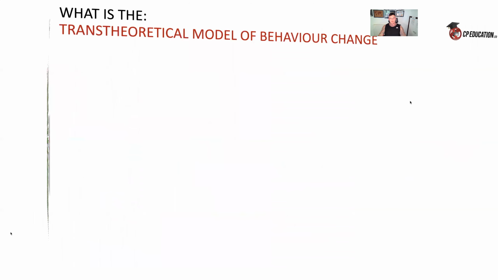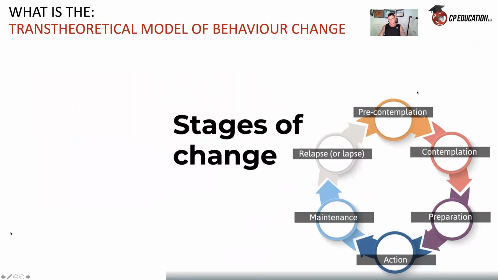So starting things off, what is the trans-theoretical model of behavior change? It is a psychological model which will basically process map someone from pre-contemplation to action. Pre-contemplation would be where a client has not even genuinely thought about coaching yet. They're aware that they need to make lifestyle changes, but they've not really got to that point yet.